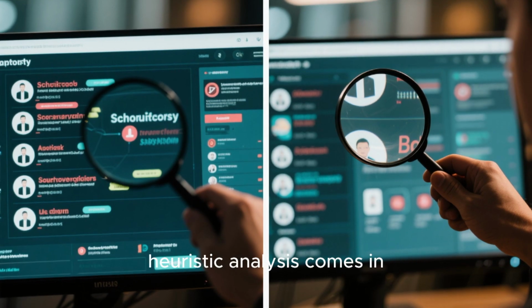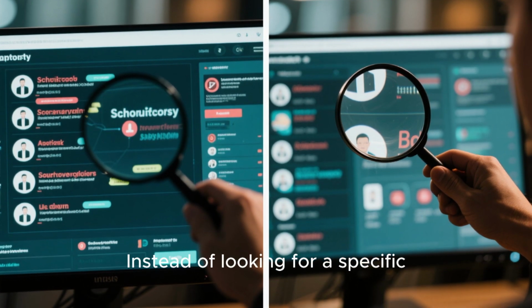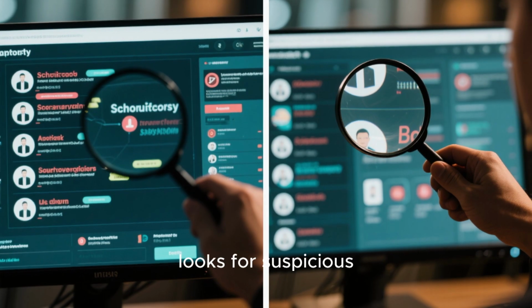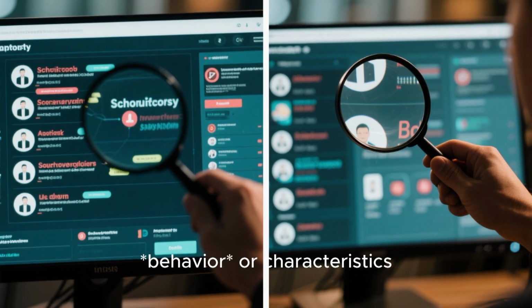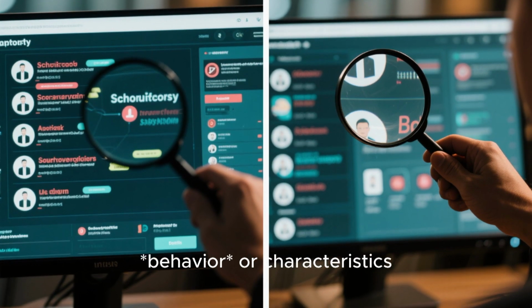That's where heuristic analysis comes in. Instead of looking for a specific signature, it looks for suspicious behavior, or characteristics.